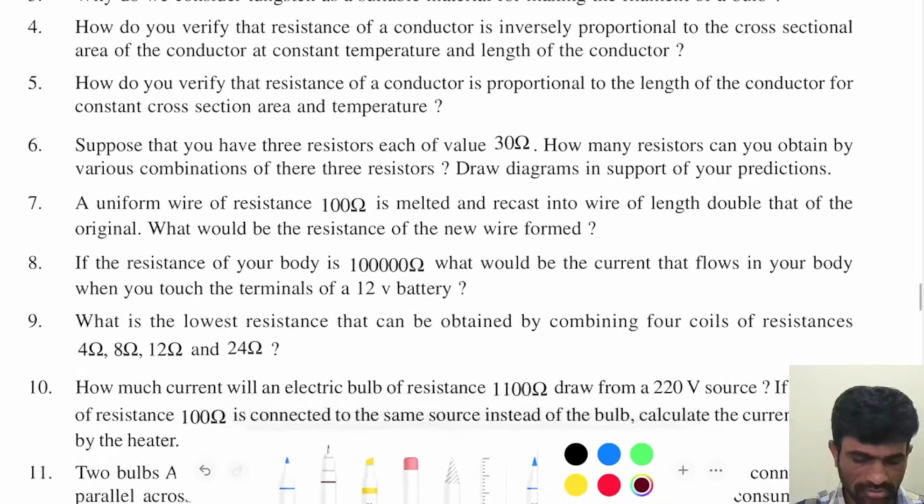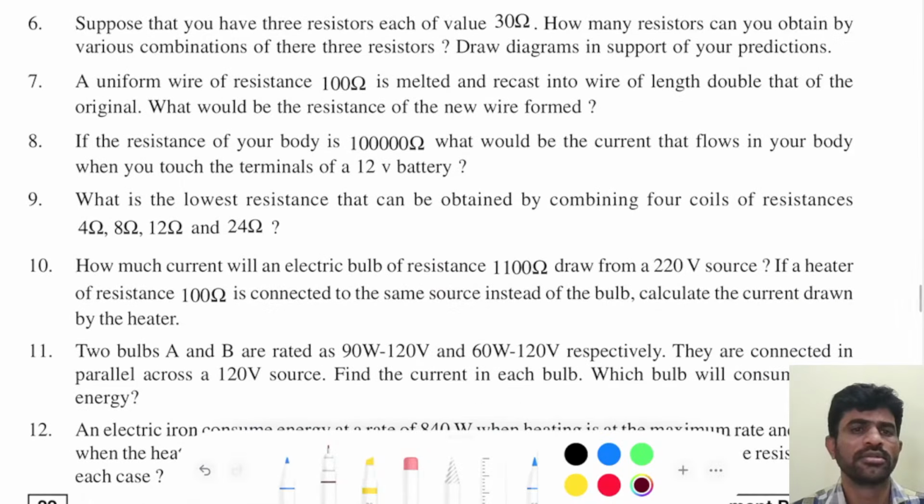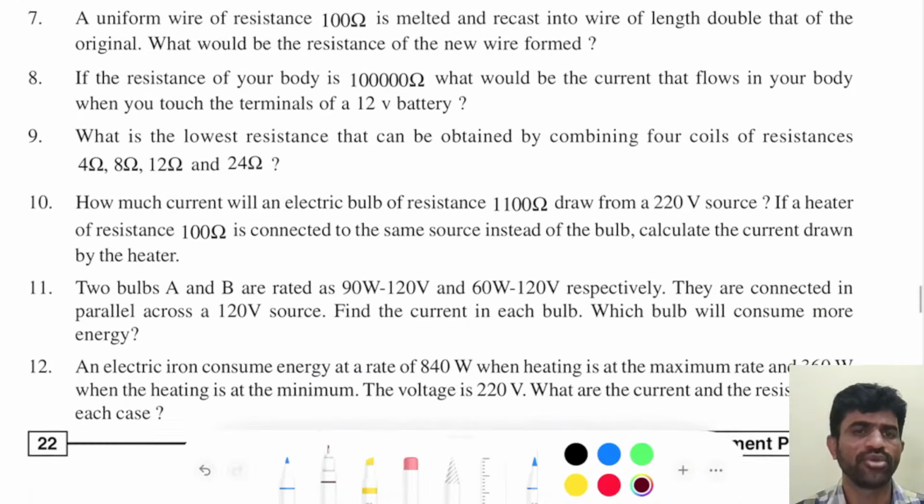Now, question number 6. A uniform wire of resistance 100 ohms is melted and recast into a wire of length double that of the original. What would be the resistance of the new wire formed? Initially it was 100 ohms, and it is melted and the length was doubled.